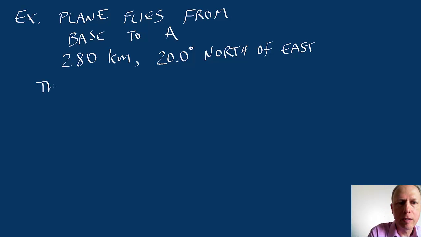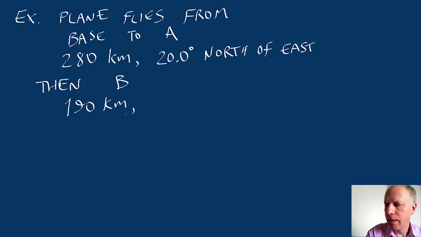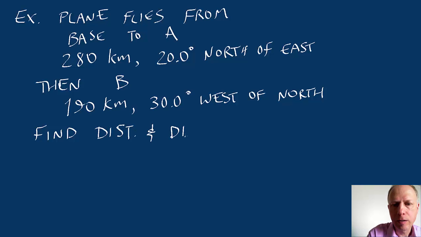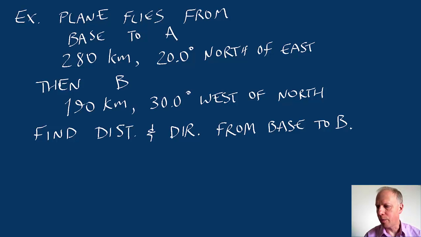And then the plane flies on to point B. That second leg is a 190 kilometer flight, and the direction of it is 30 degrees west of north. And the question is, find the distance and the direction from the base to point B. In other words, if you were just going to fly straight from the base to point B, which way would you need to go and how far?